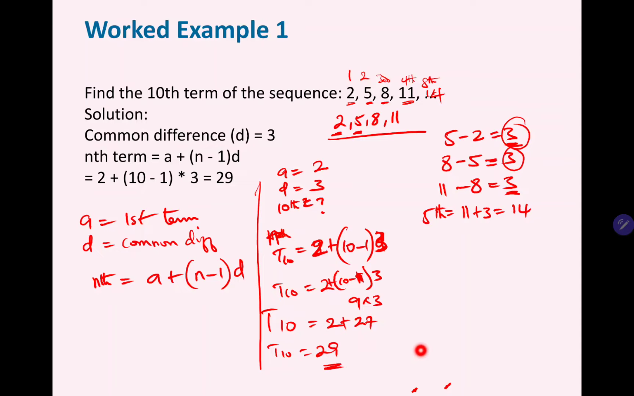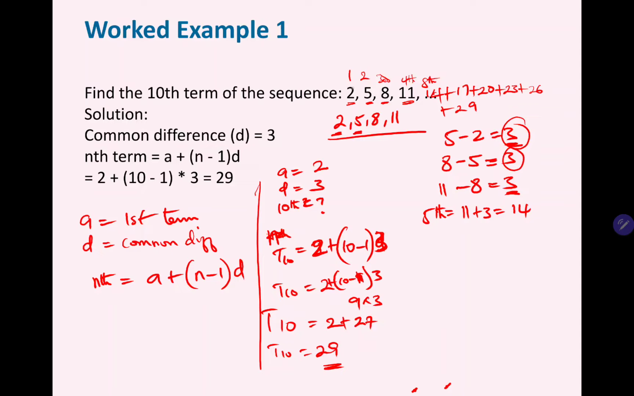All right, so in this sequence, if we are to keep on adding the common difference of 3, the 10th term will be 29. So here we have 14. 14 plus 3 will be 17. 17 plus 3 will be 20. 20 plus 3 will be 23. 23 plus 3 will be 26. 26 plus 3 will be 29.